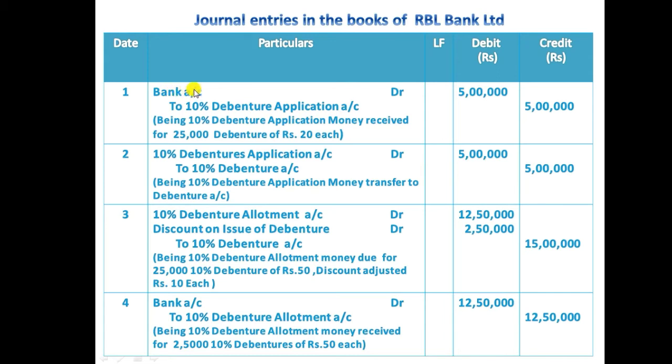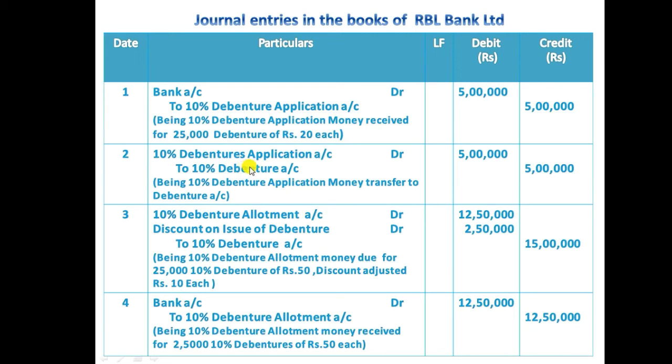That is the reason we debited, and we need to credit debenture application account 5 lakh, 5 lakh, and we should write the narration being 10% debenture application money received for 25,000 debentures of rupees 20 each. After receiving application money, the application money needs to be transferred to debenture account. So 10% debenture application account debit to 10% debenture account 5 lakhs, 5 lakhs. Here we credited the debenture.